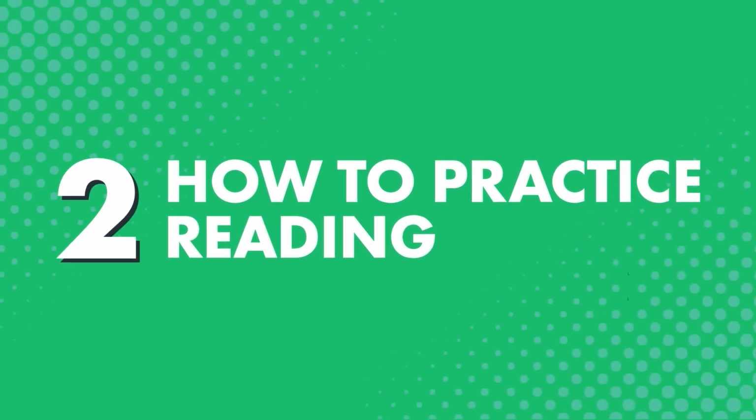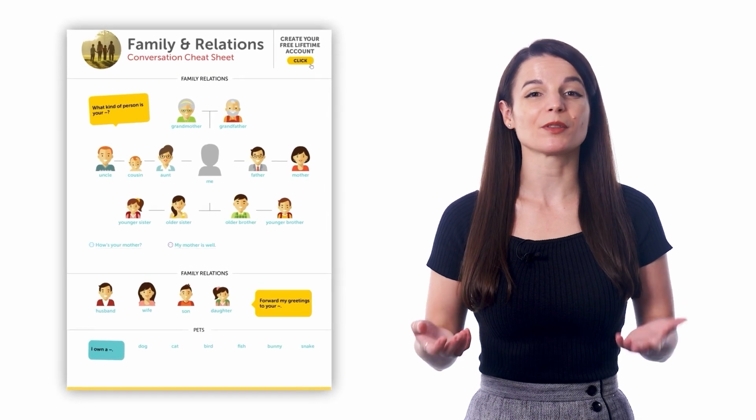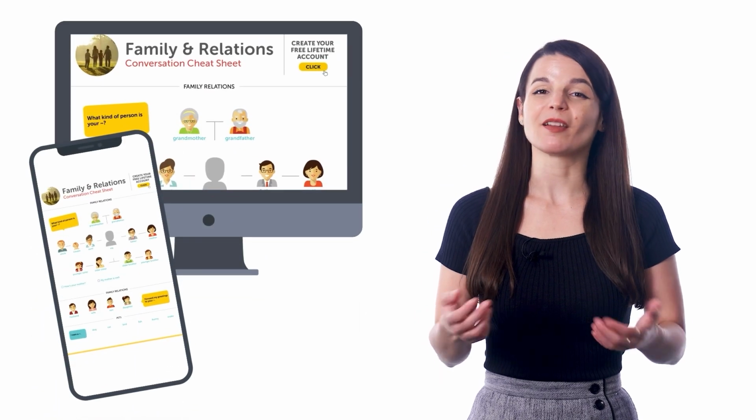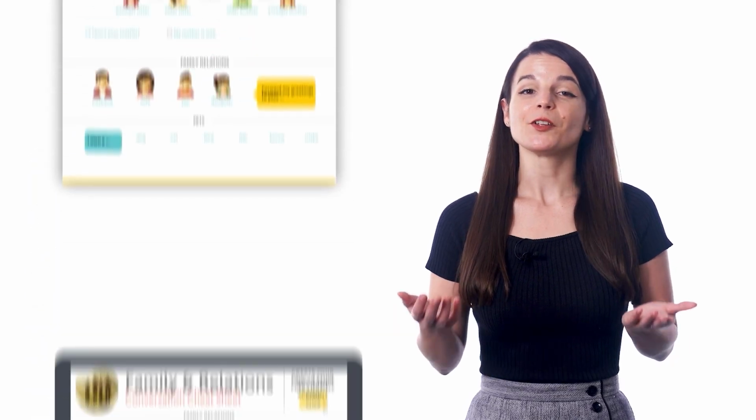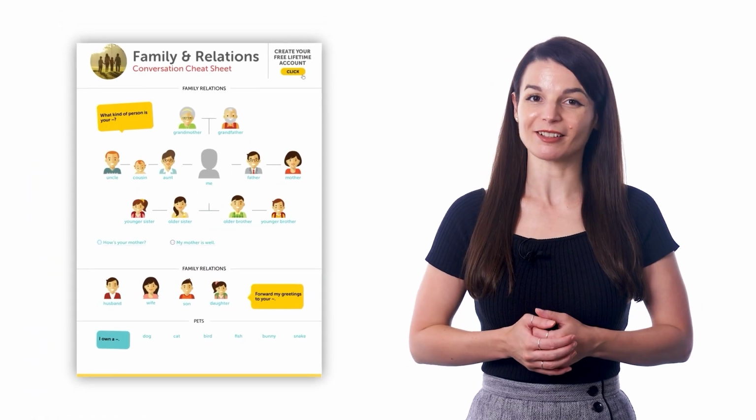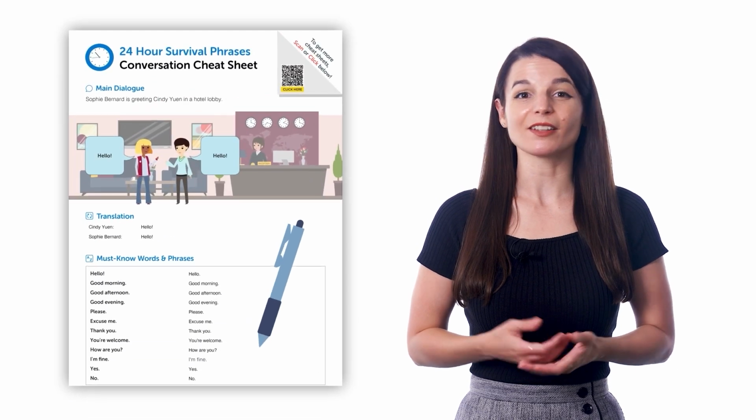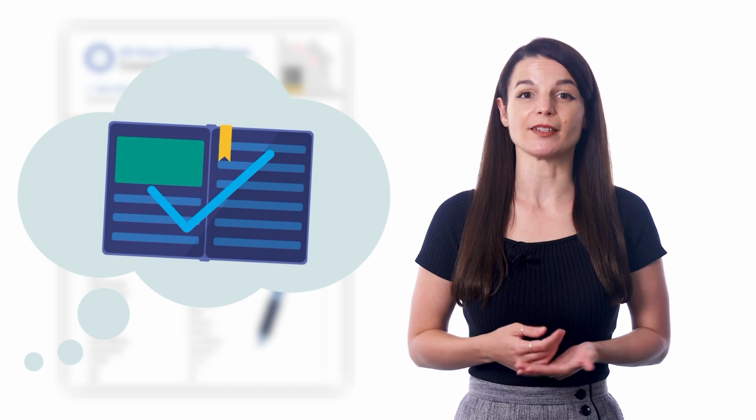2. How to practice reading. You can also practice reading by simply reading through the cheat sheet, the key dialogue, and the words and phrases inside. Just download the PDF to your phone or computer and read through whenever you have a few moments. Or you can print out the cheat sheets and read through them as well. 3. How to practice writing. The easiest way to practice writing is to simply copy out the words on the cheat sheet into a notebook. You can also print out the cheat sheets and write on them directly. And as a bonus, you get to remember all of the words and phrases better.